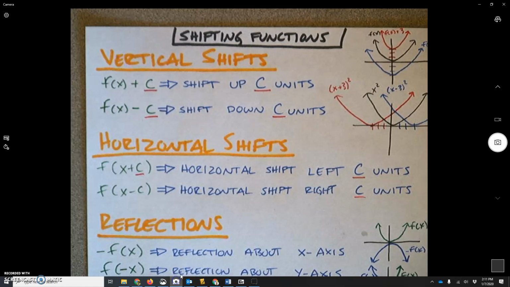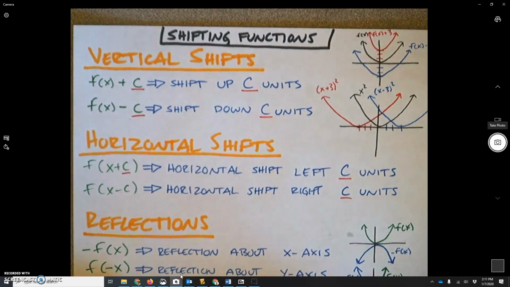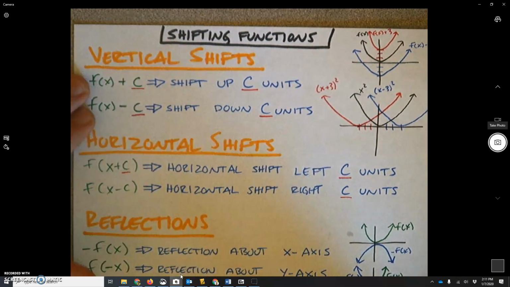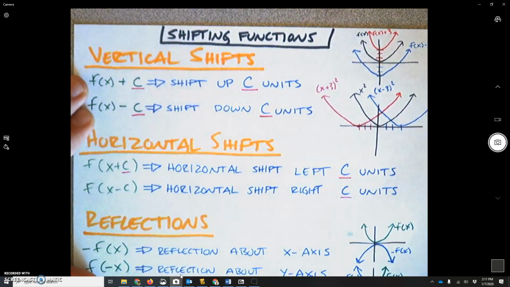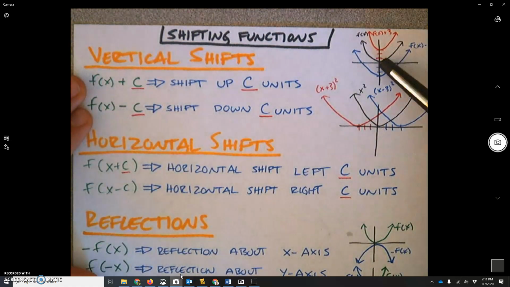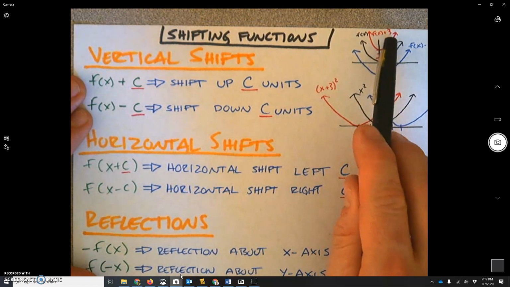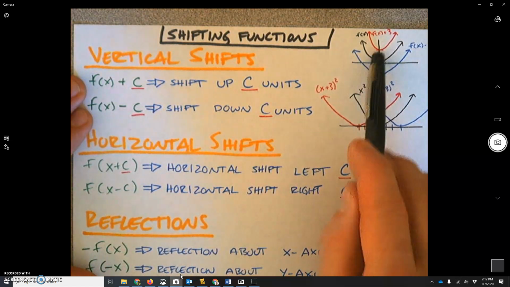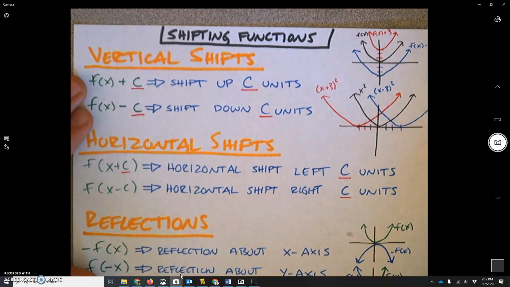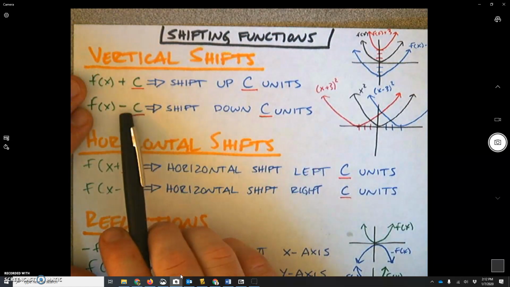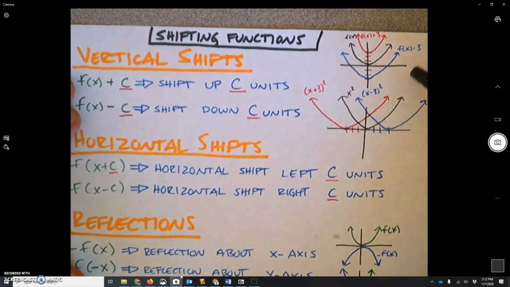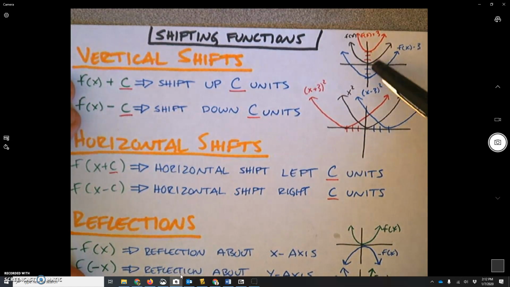So we're going to go to the camera and look at a couple of rules. So first thing we have is vertical shifts. Vertical shifts is the graph moving up and down. So our black graph is our standard regular function, which is x squared, or something similar to that. And if we have f of x plus a number, which this time we have plus 3, you can see right here, it's going to move 3 units up.